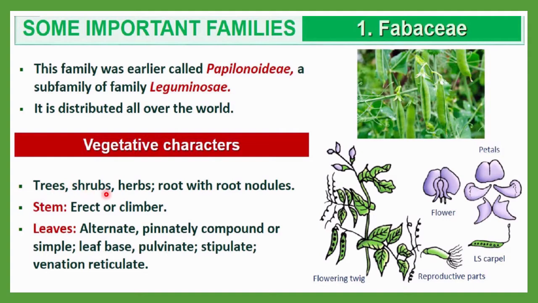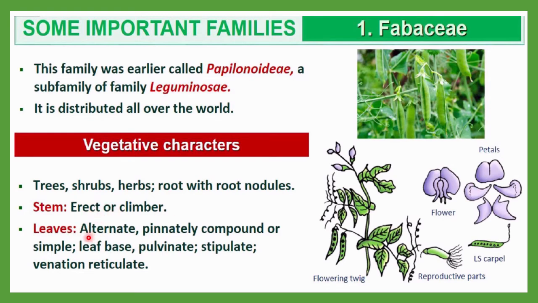Trees, shrub, herb, you can see here, each type of plant you can observe in this family. Root system with root nodules. So sometimes the Leguminosae family has roots with root nodules. Stem is erect or a climber. Here you can see it is a climber type of plant, and sometimes it is erect.